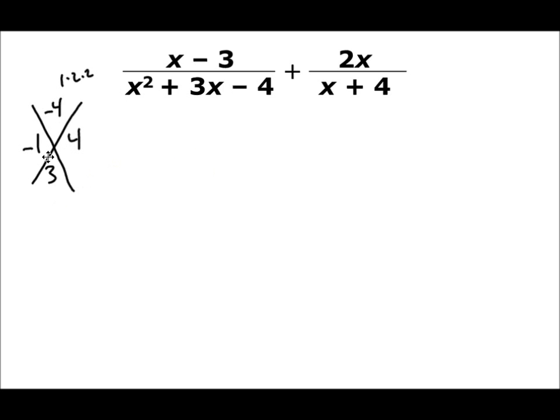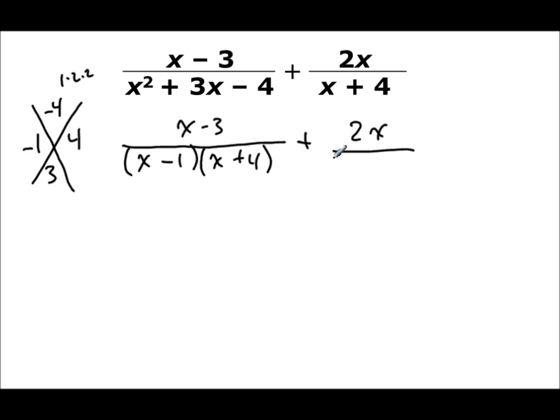And of course, with any practice, you can see this just by inspection, that the factors are x minus 1 and x plus 4. Because when you write this, you're like, that's x squared, that's 4 minus 1 is 3x, and then -4. Yeah, that's exactly what it should be. And my numerator is x minus 3. And over here I've got the 2x, and my denominator is x plus 4.